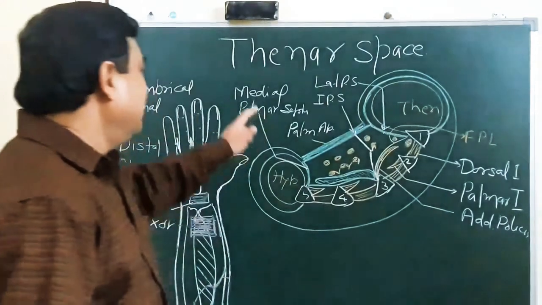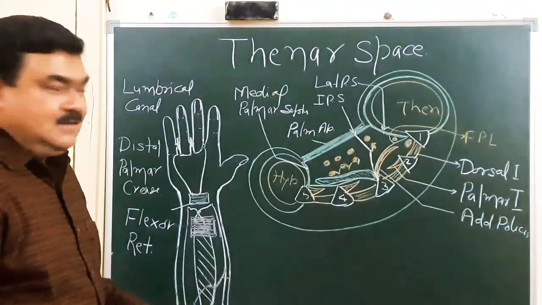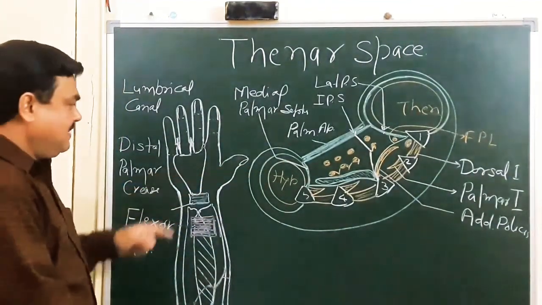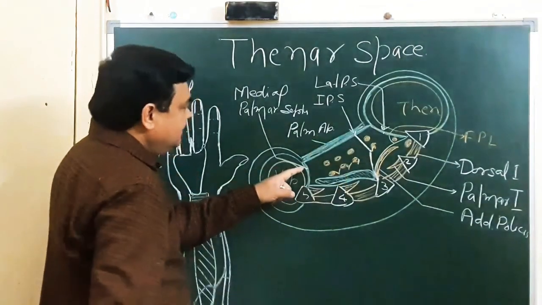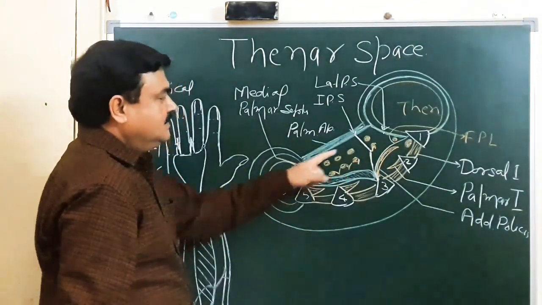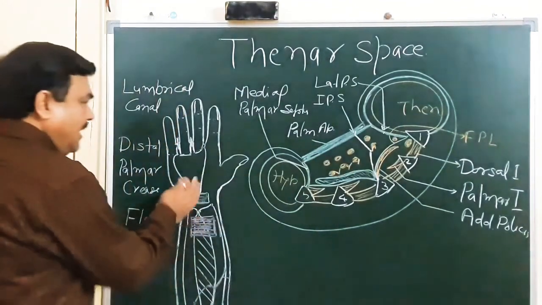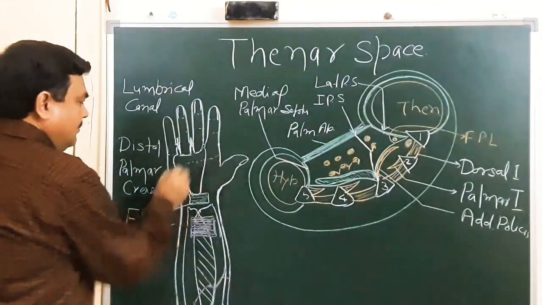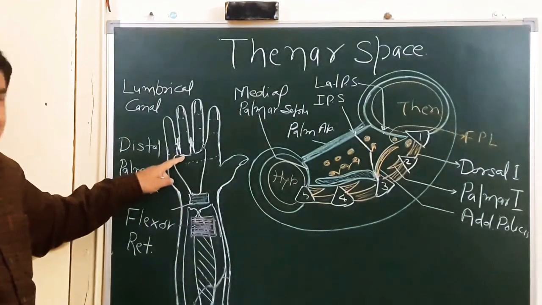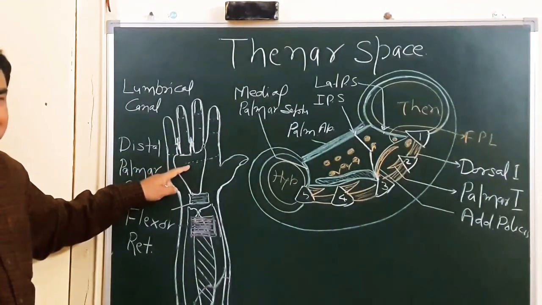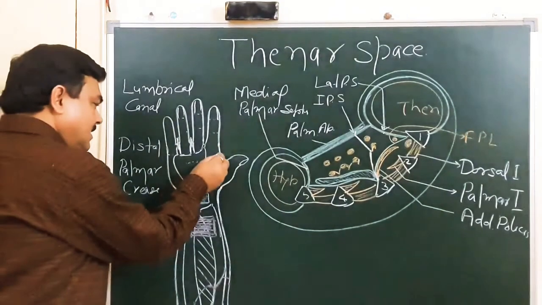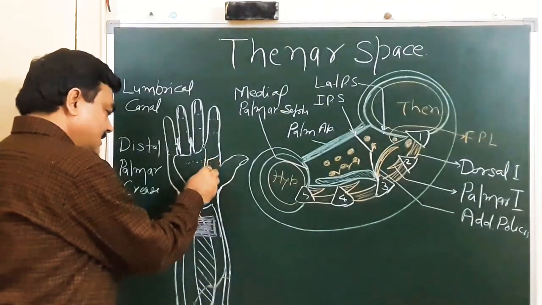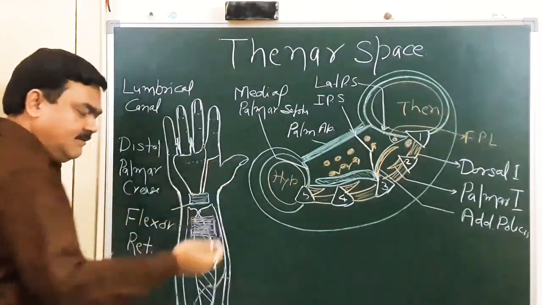Now we'll discuss the thenar space. In the previous lecture, you have seen the midpalmar space. Here, this is the midpalmar space, this is the medial palmar septum, this is the intermediate palmar septum. And here there is the distal transverse crease and this is the proximal transverse crease. This is, again, a triangular space present in the lateral part of the hollow of the palm.